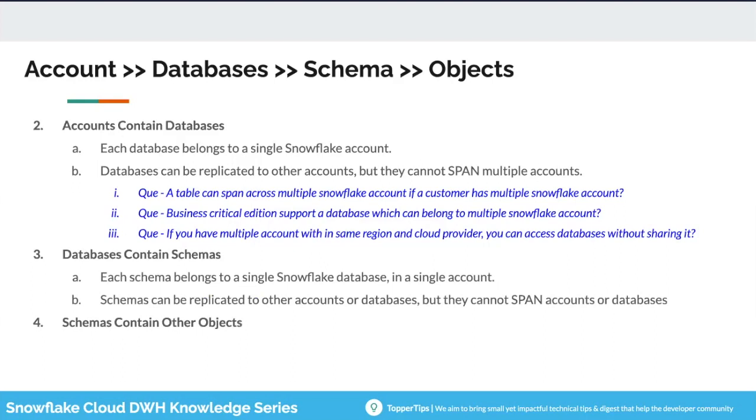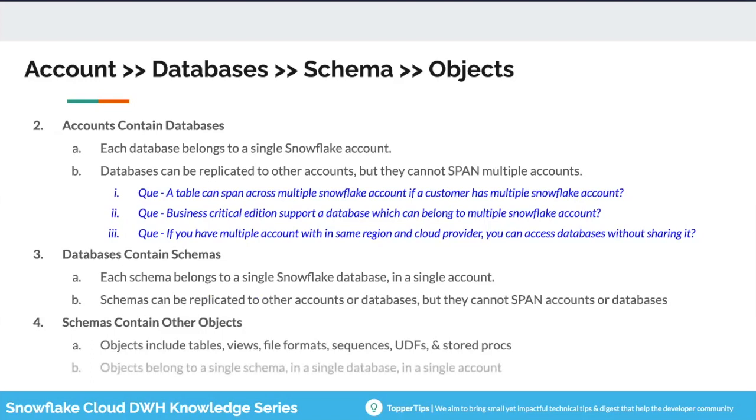Now, a schema contains other objects. Objects include tables, views, file formats, sequences, UDFs, and stored procs. An object belongs to a single schema in a single database in a single account. There are streams and tasks. These are other kinds of objects which also fall under a schema.